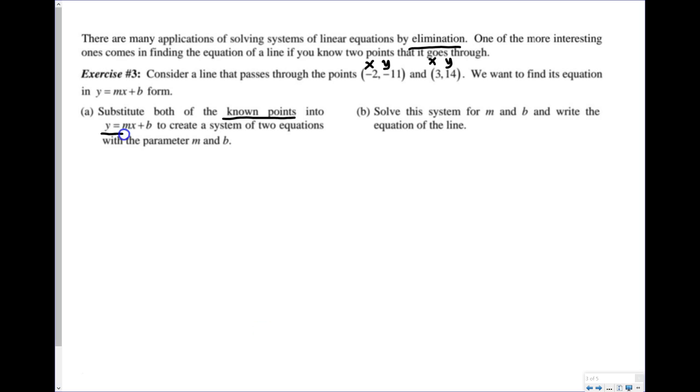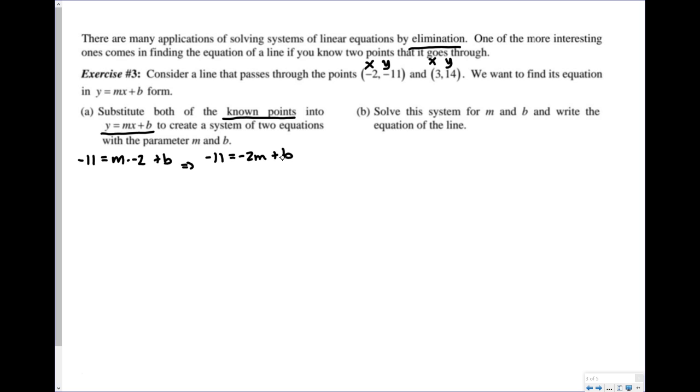If our equation is y equals mx plus b, I'm going to take my y equals mx plus b form, but instead of y and x, I'm going to replace it with my 2 points. So y is going to be -11 equals, I don't know what m is, but I know that x is -2, and I don't know what b is. So there's my first equation. I can rewrite that a little nicer and say -11 equals -2m plus b.